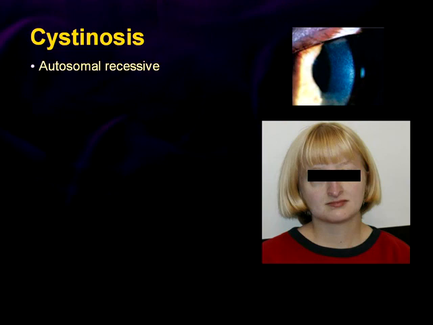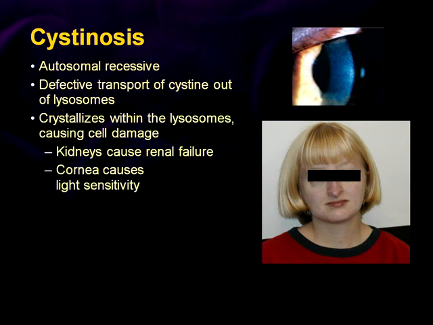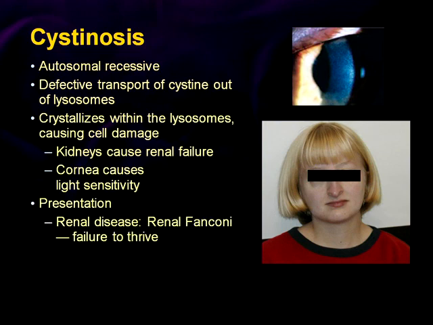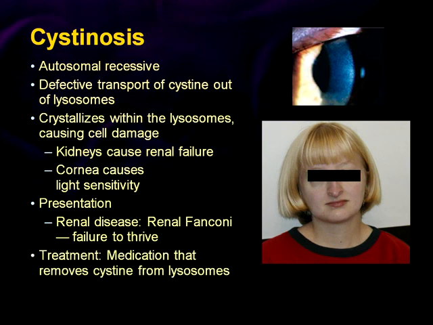Right, cystinosis is autosomal recessive. It's a defective transport of cystine out of the lysosomes. So then it begins to crystallize within the lysosomes, and this causes cell damage, leading kidneys to fail, and in the cornea it causes light sensitivity. So you end up with a renal Fanconi picture and failure to thrive, and you give them a medication that removes cystine from the lysosomes.